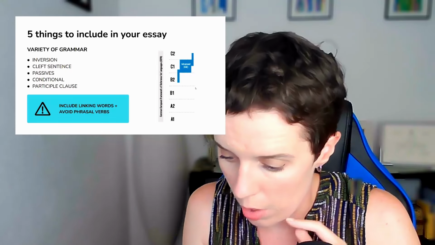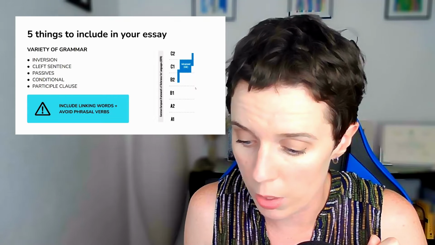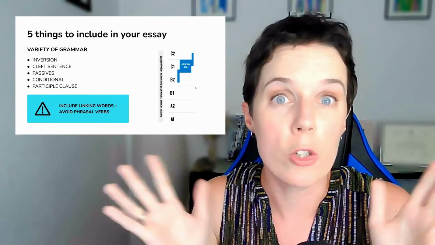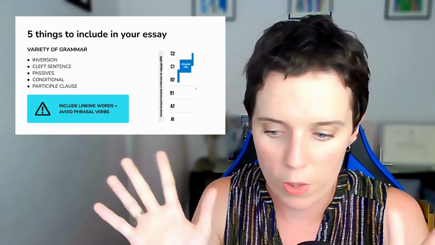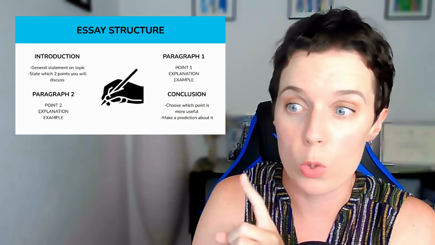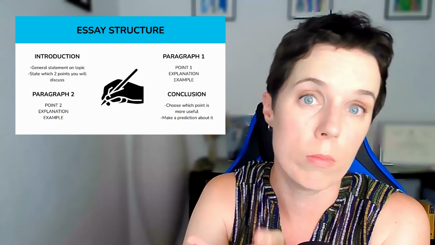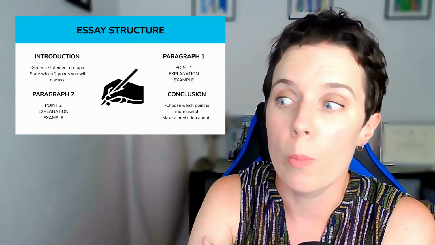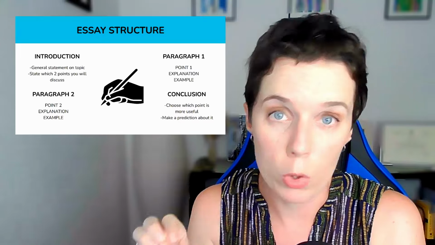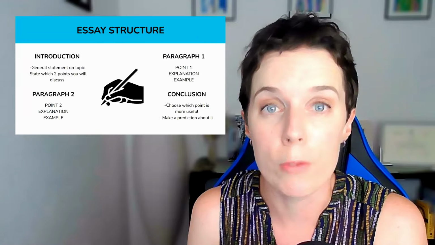Oh, I forgot to check the time. Okay, I still have 16 minutes left according to my timer here. So I think I've done pretty well, to be honest. Again, don't worry if you're not that quick. That was very, very, very quick indeed. But make sure you're including all of this grammar and include your point, explanation, example, transition, contrast in your paragraph 1 and 2. Introduction, general statement about the topic, say what you're going to write, and your conclusion, choose which point is more important and then give a prediction.